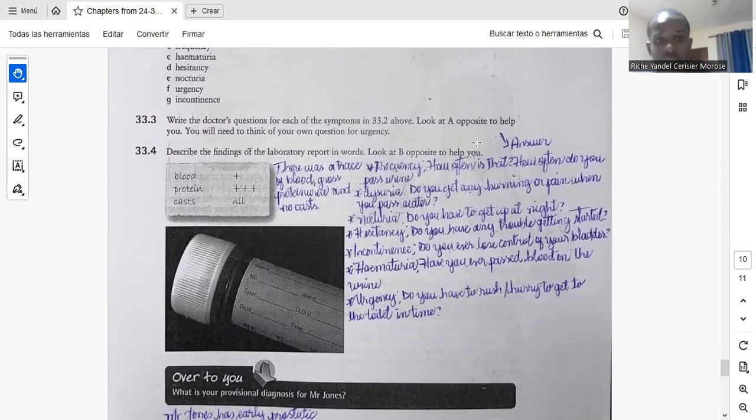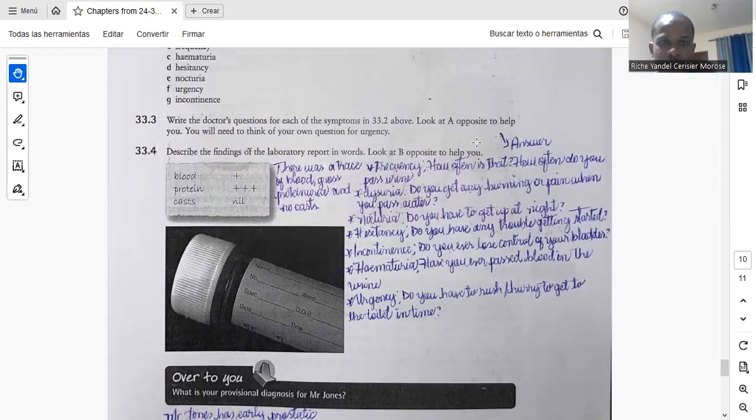Answer below. Describe the findings of the laboratory report in words. Blood plus, protein plus, casts. There was a trace of blood, haematuria, protein or proteinuria, and no casts.